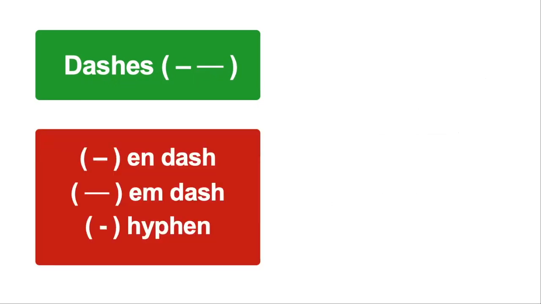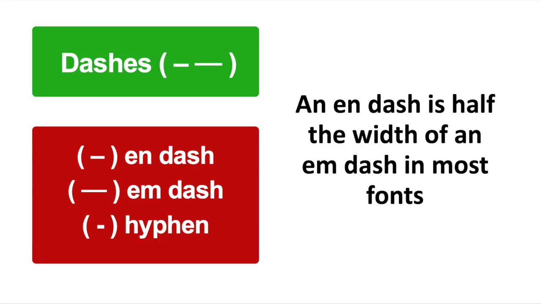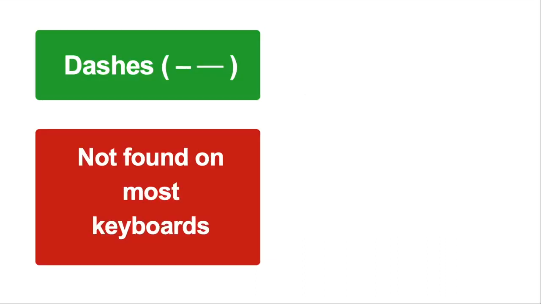and I want to show you the differences here. There are 2 types of dashes, an N dash and an M dash. And I've included a hyphen here so you can visually see the difference between all 3. And notice that an N dash is half the width of an M dash in most fonts. As for size, an N dash is the width of the letter N, and an M dash is the width of the letter M.